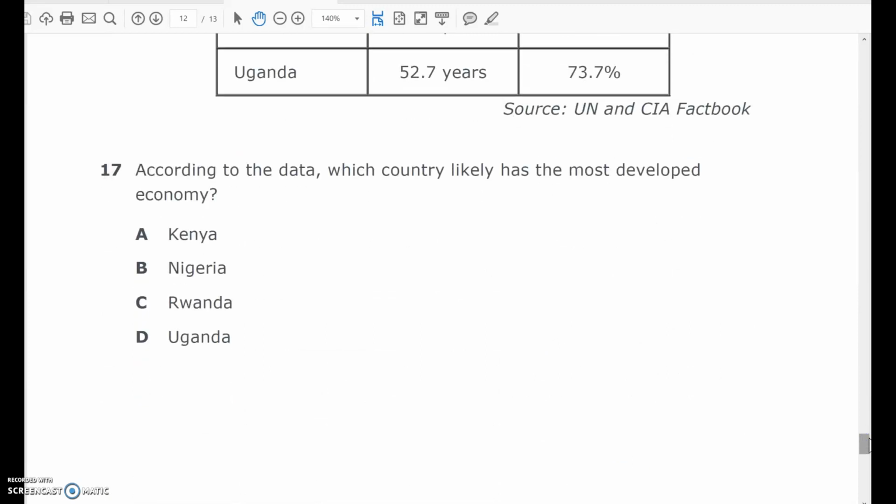Number 17. According to the data, which country likely has the most developed economy? A. Kenya, B. Nigeria, C. Rwanda, D. Uganda.